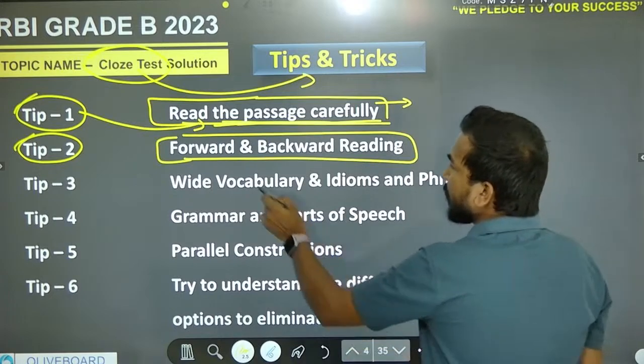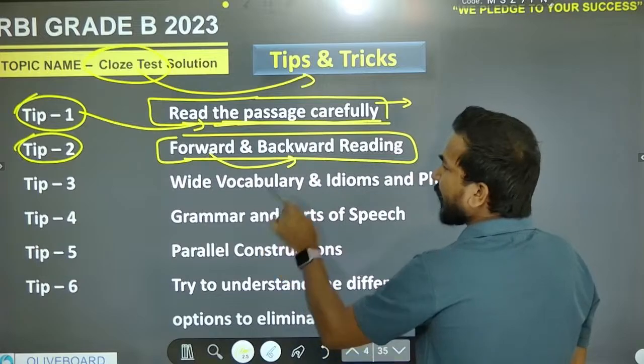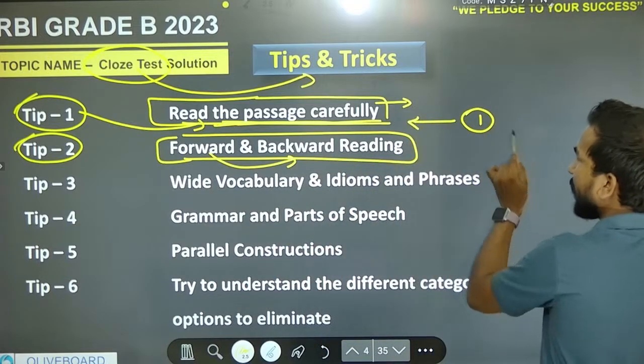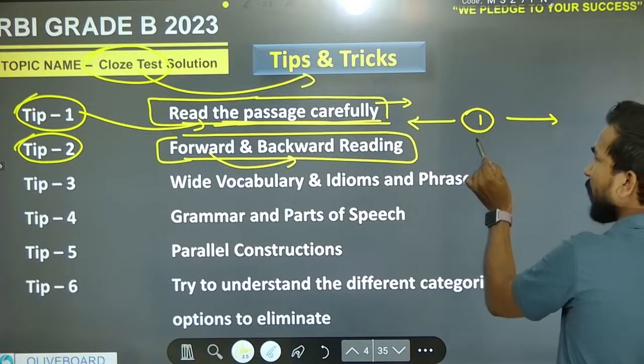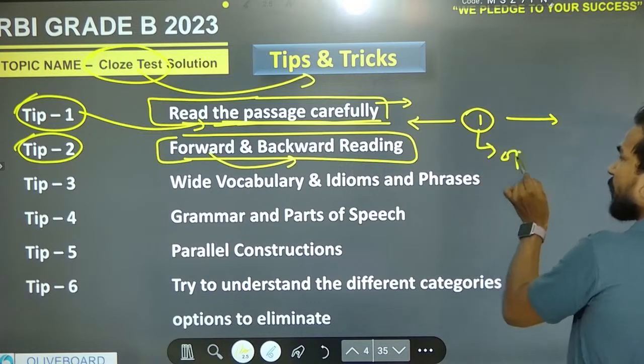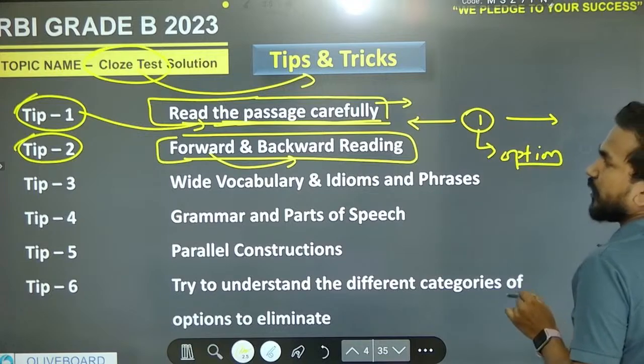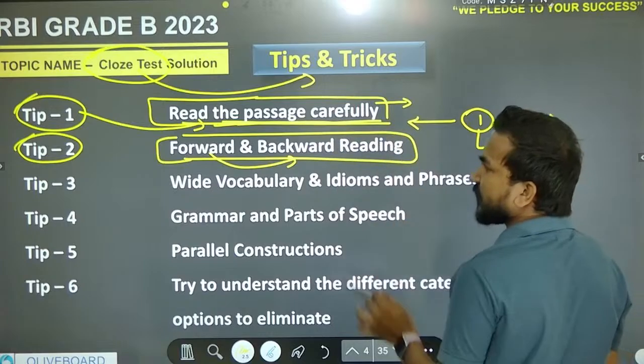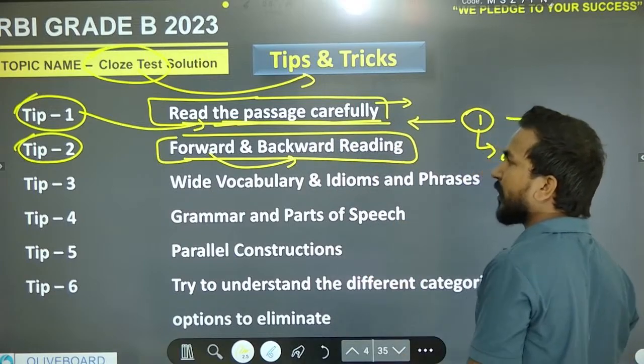What is forward or backward reading? If we have something here like the first one, we must go for the backward and the forward reading for the very first option. So here we have covered 2 tips: the first is reading the passage carefully. After that you must go for the forward and backward reading.